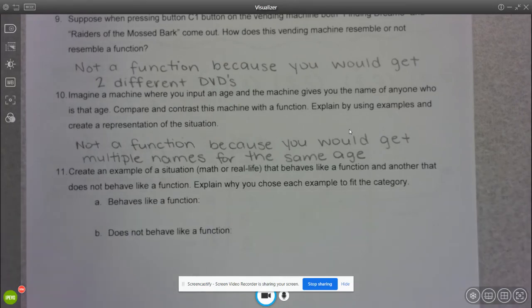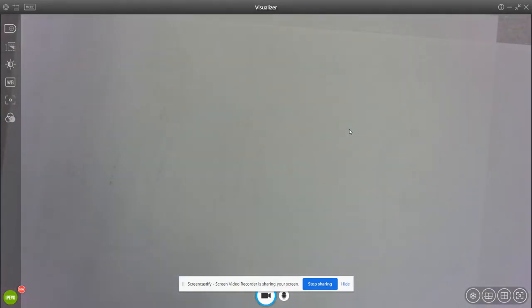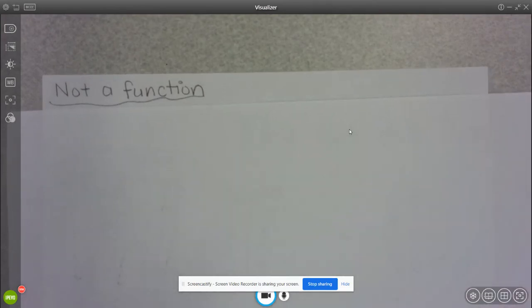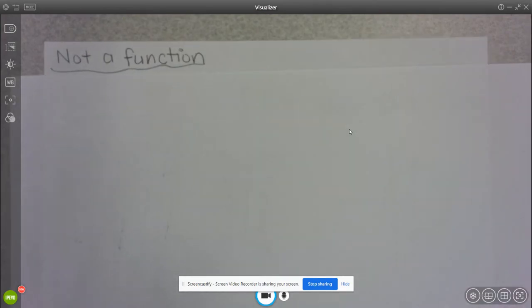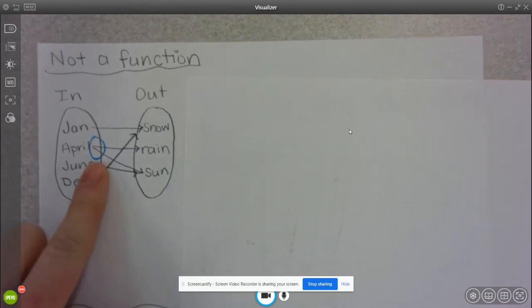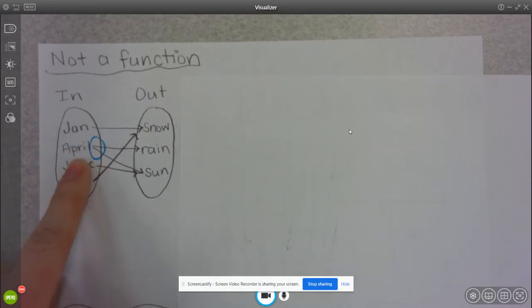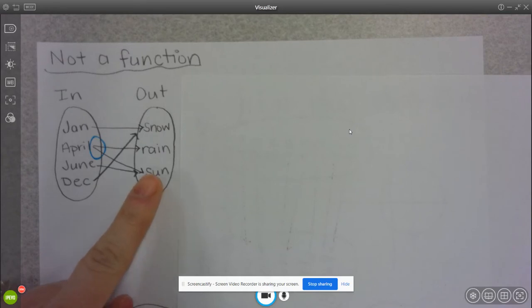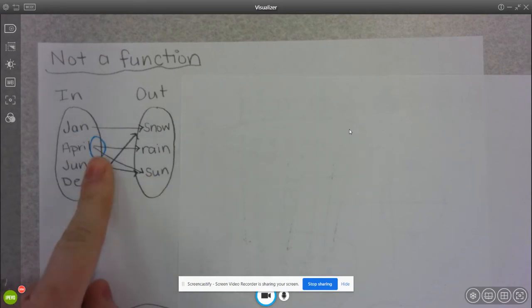All right, so now let's look at some examples of functions and non-functions. We're going to start with non-functions, and we're going to look at how to tweak them to create a function. So the first one we're going to look at is a mapping. And you'll notice I've already circled here why this is not a function. April has two different arrows that are connecting it to two different statements in my output. So because of April, this is not a function.